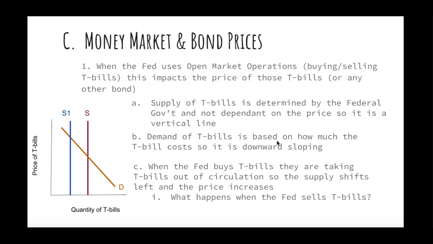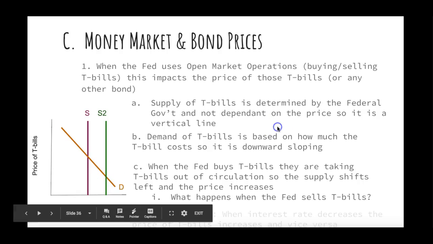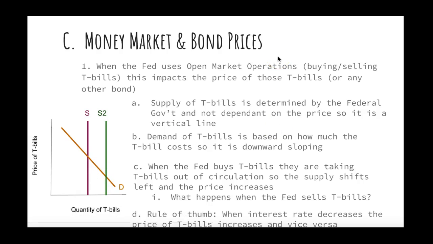So what would happen if the Federal Reserve sold T-bills? If the Federal Reserve is pushing more T-bills out there, the supply curve is going to shift to the right. And what happens to the price of those T-bills? Look at that. The price went down.